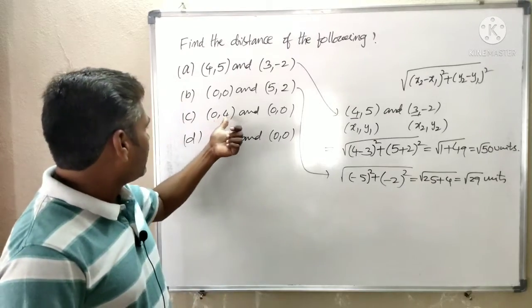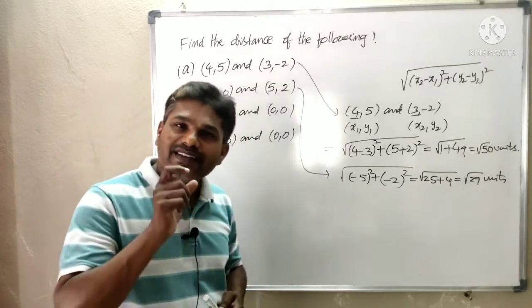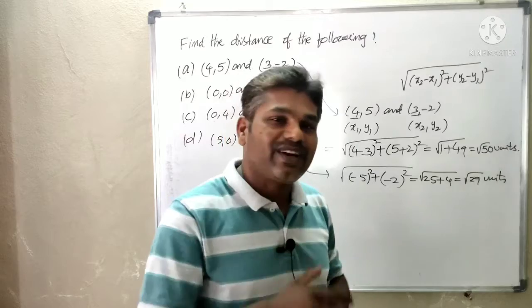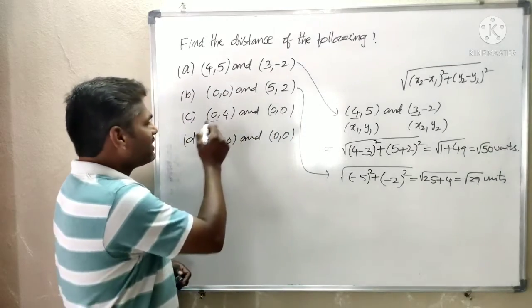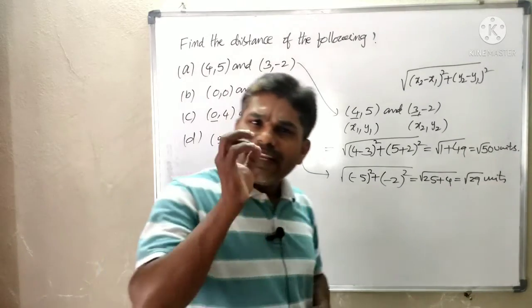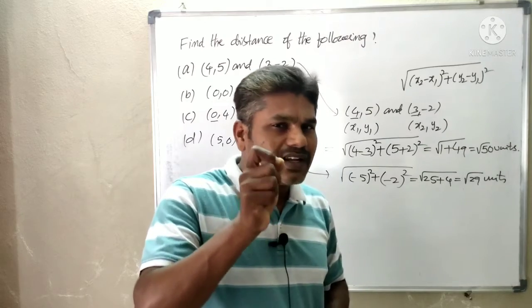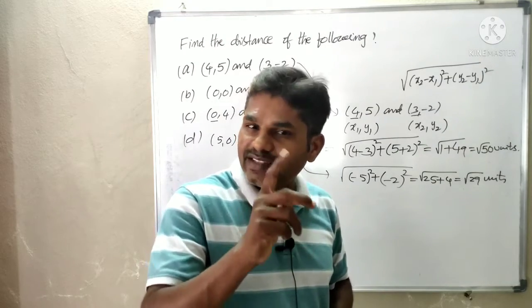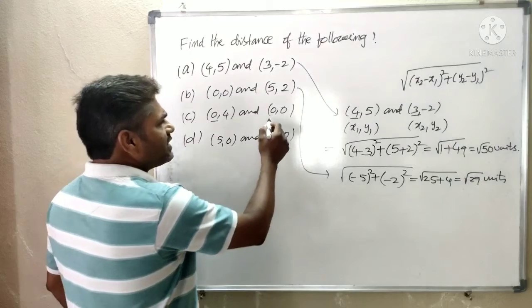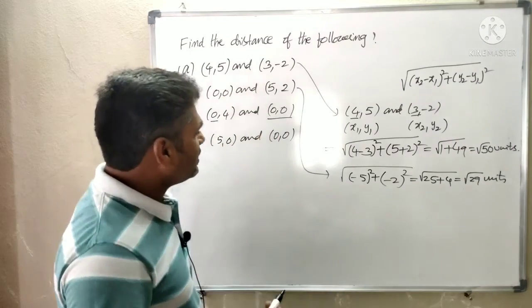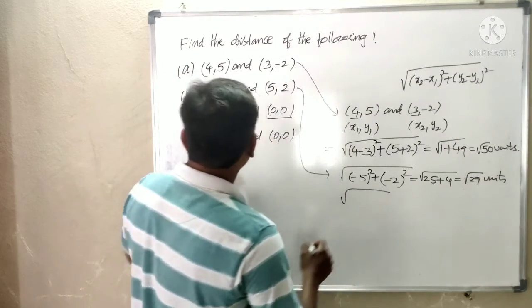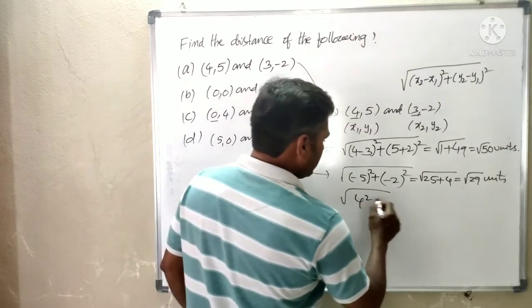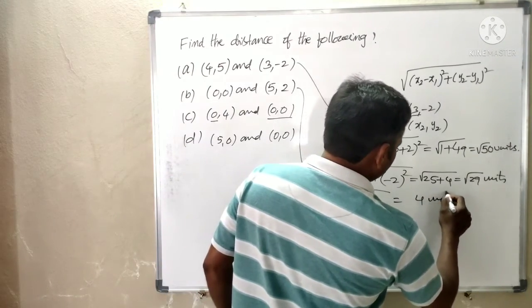If you see the third one, it's very easy. Actually (0, 4), this point lies on the y axis. Why? Because its x coordinate is 0. Any point whose x coordinate is 0 lies on the y axis, then the distance of that point from the origin is very easy, square root of 4 square, which will become 4 units.